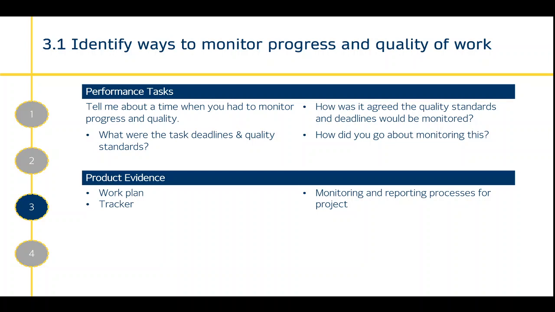So reflect the time you've had to monitor progress and quality. What was the task, deadlines and quality standards? How was it agreed, and how was the quality standards agreed and deadlines would be monitored? And how did you go about monitoring this? Product evidence would be a work plan, a tracker, or whichever monitoring progress.